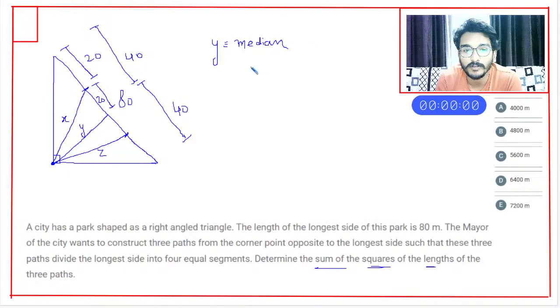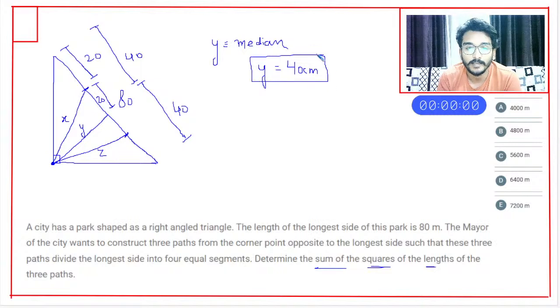So if y is the median, we know a concept. In a right angle triangle, when a median is drawn over the hypotenuse, its length is half of it. So y is 40 centimeter. We know this fact. I hope you remember this concept of triangles. In center, we have studied this thing. Okay, fine. Proceeding now.